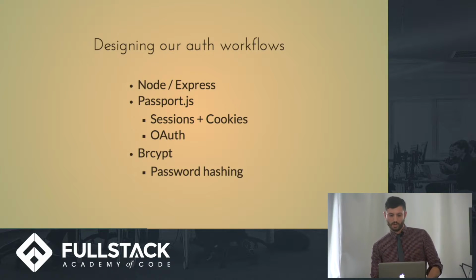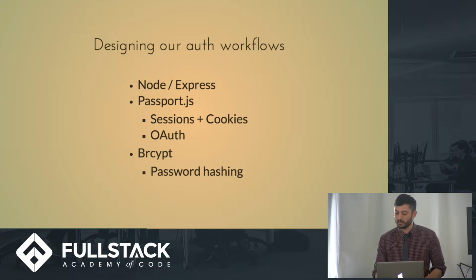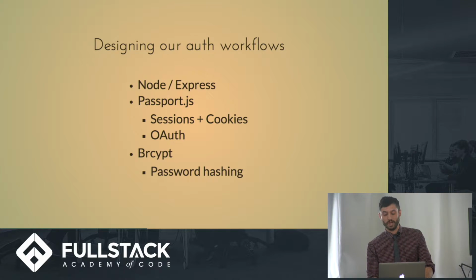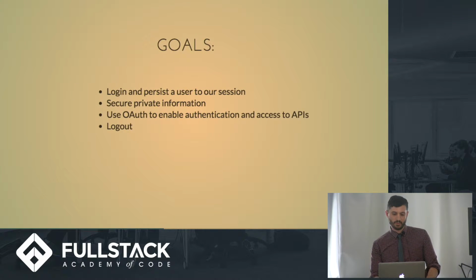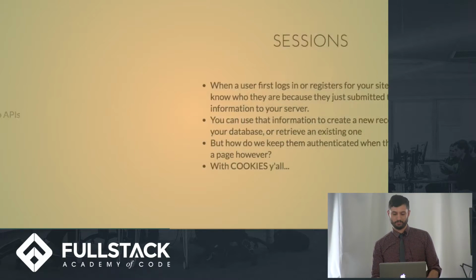Okay. So how do we define our workflows? The tools that we should use are obviously Node and Express in the back end with Passport as a library. And we're going to be discussing OAuth, session cookies, and password hashing with an NPM module called bCrypt. So our dependencies, which we would need to install. And then the goals would be to log in and persist our user to sessions, secure their information, and use OAuth to enable authentication and to access APIs.